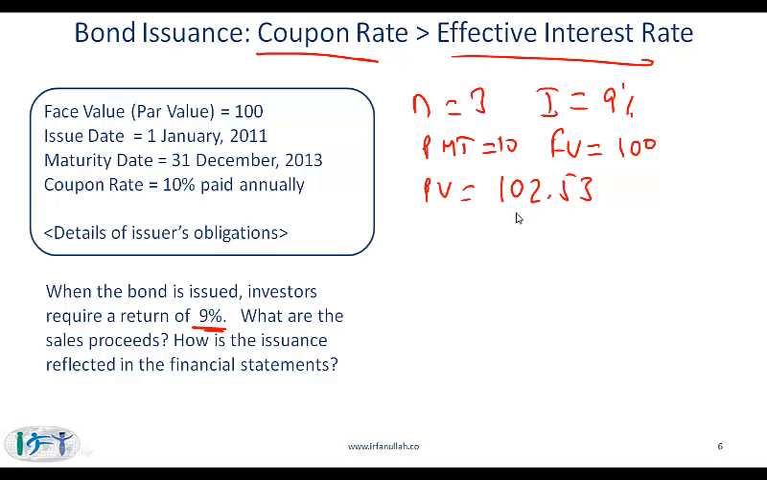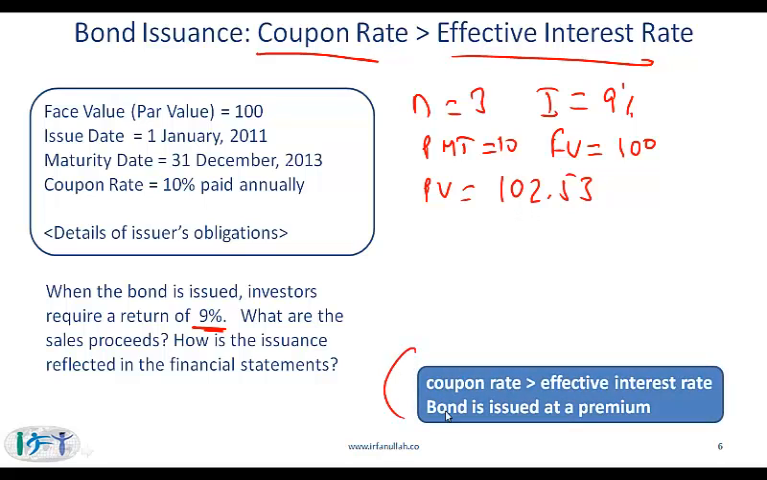This essentially is what the company receives as cash. So the entry on the balance sheet is cash goes up by this amount, bond payable goes up by this amount, and this is cash flow from financing. And as we've seen on the previous slides, the coupon rate in this particular case is 10%. If that is greater than the effective interest rate or the market rate when the bond is issued, then we say that the bond is issued at a premium.